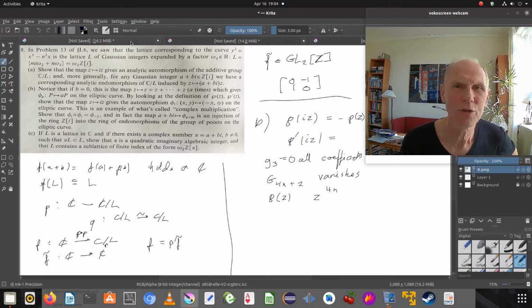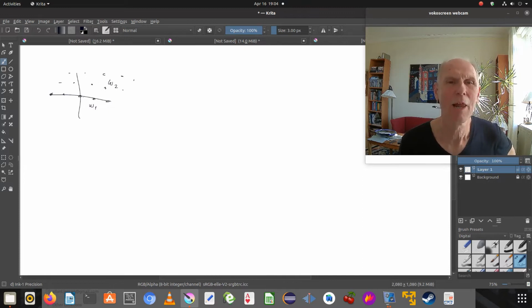So what did I have to show? That there is a non-real number, oops, so when we multiply this, it has to end in a lattice point up here. So it must be of the form n plus m omega 2 divided by omega 1.